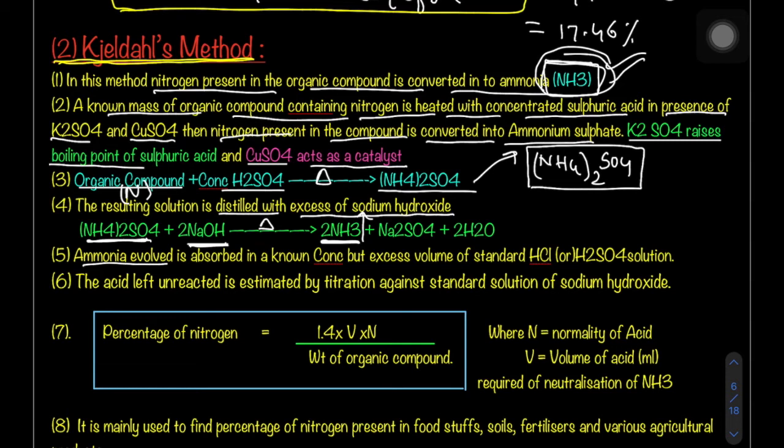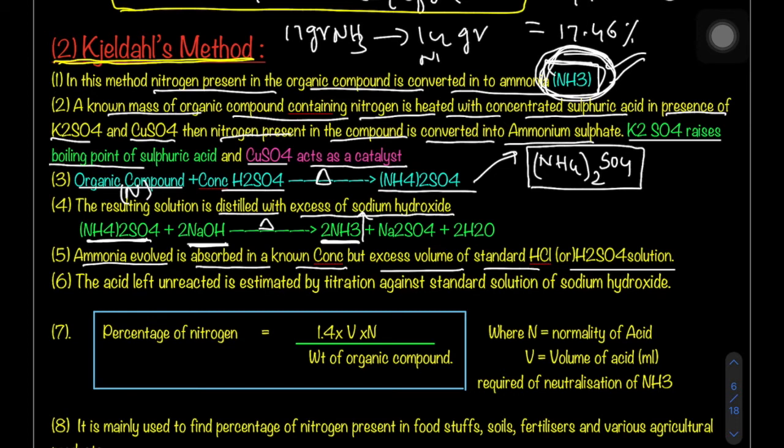Okay, now the ammonia evolved is absorbed in a known concentration of excess of standard hydrochloric or sulfuric acid solution. This is very important. We have to estimate the nitrogen in the form of ammonia. Once we know the mass of ammonia, we can find the mass of nitrogen. Are you getting my point? So why? Because 17 grams of ammonia, the molar mass of ammonia, contains 14 grams of nitrogen. This is the basic concept.